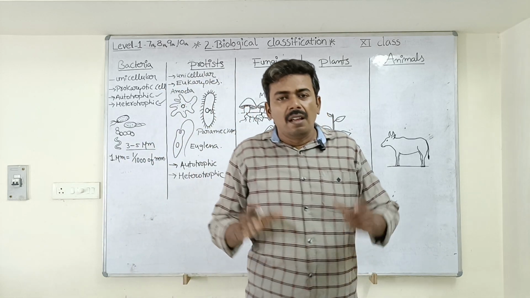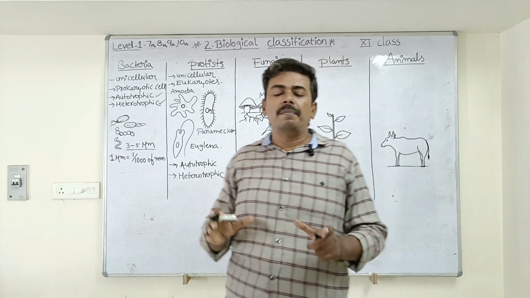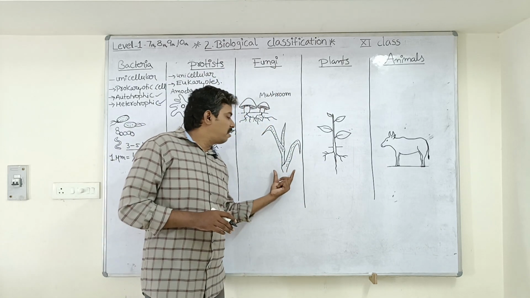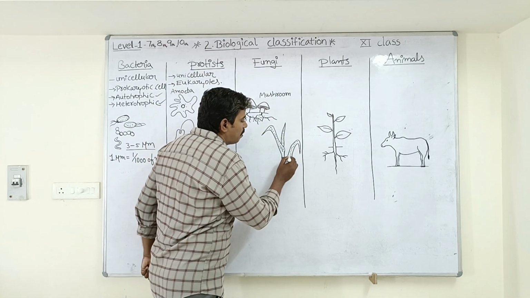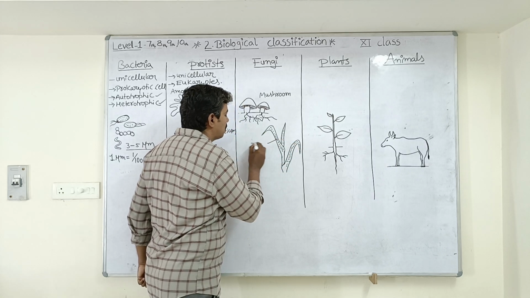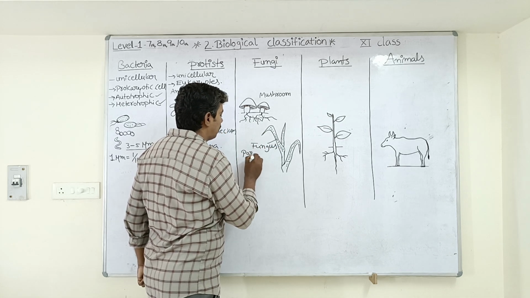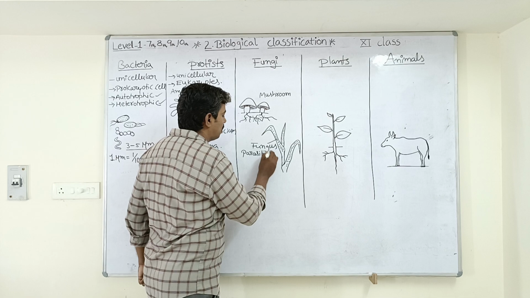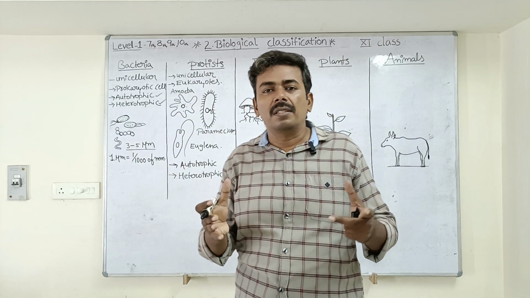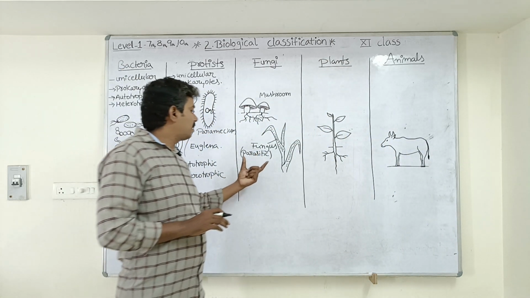Next, are there only mushrooms in fungi? No, there are some fungi which are parasitic, meaning they can cause diseases in plants and animals. Here you can see a wheat plant. This wheat plant is attacked by fungus. The fungus is growing on the leaves. What type of fungus is this? This is parasitic. Parasitic means the fungus which grows on some other living organism to obtain nutrients. So some of the fungi are parasitic in nature.